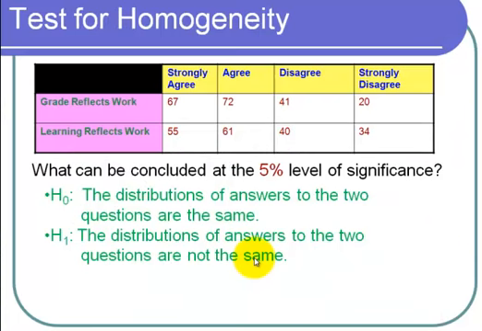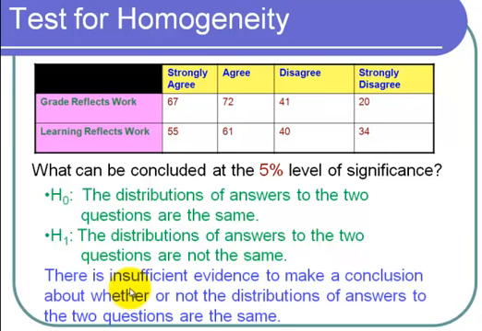Okay, so we had a pretty big p-value, if you remember, much bigger than 0.05. So the conclusion is there is insufficient evidence to make a conclusion about whether or not the distributions of answers to the two questions are the same. We just don't know anything, really. We did all this work, and we know nothing.